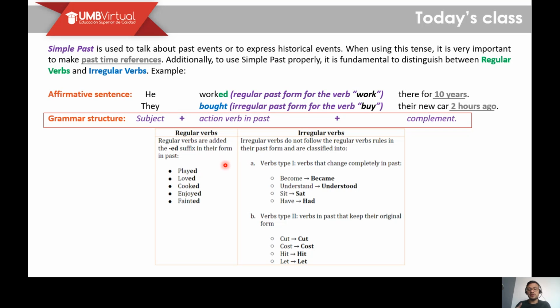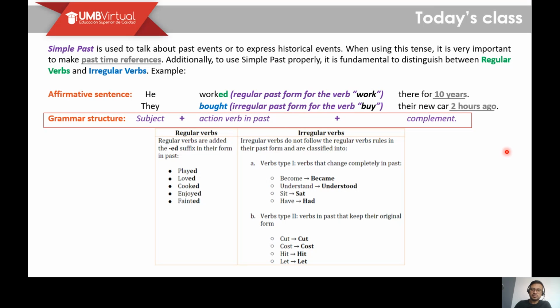Remember that in past we only have one conjugation for all the pronouns. For example, I played, you played, she played, it played, they played, we played, and you played in plural. All of the pronouns use the same conjugation.